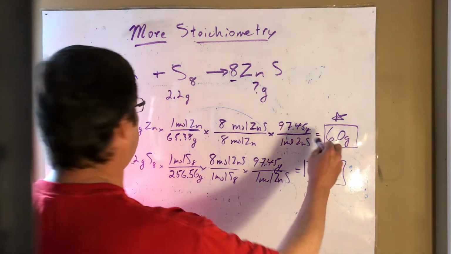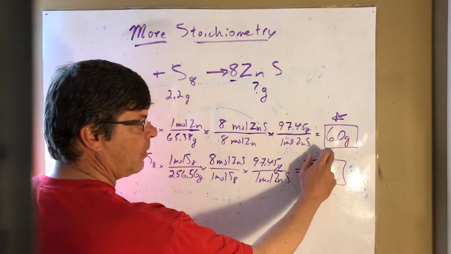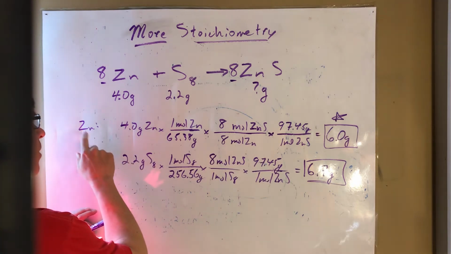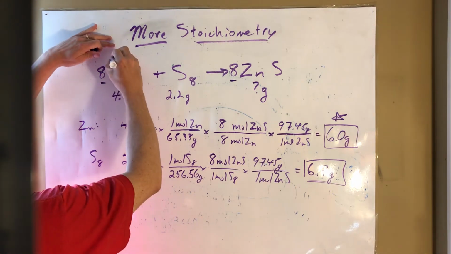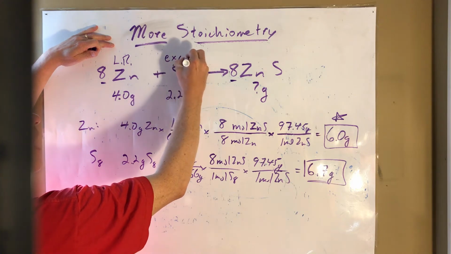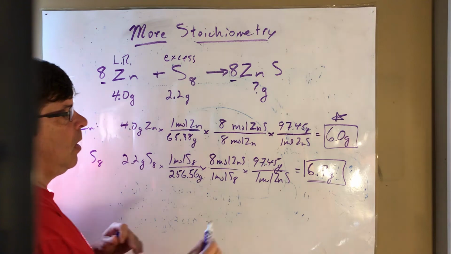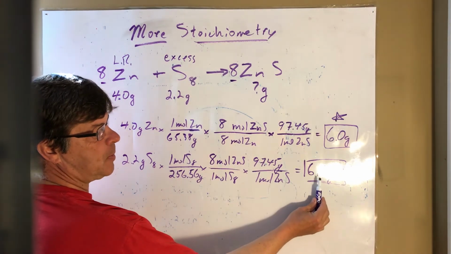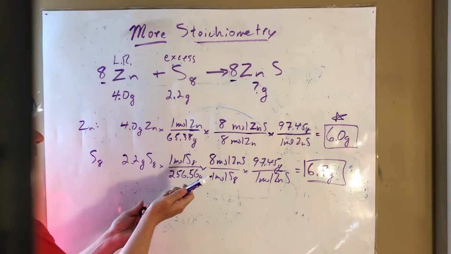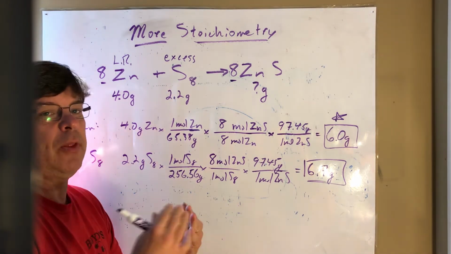Okay, so that's the answer. So the lower one is always the right answer. We got the lower value by using zinc. So zinc is the limiting reactant, and this is in excess. All right, we would only get 6.7 grams of zinc sulfide if we had enough zinc, but we don't. All right, so we've done those kind of problems.